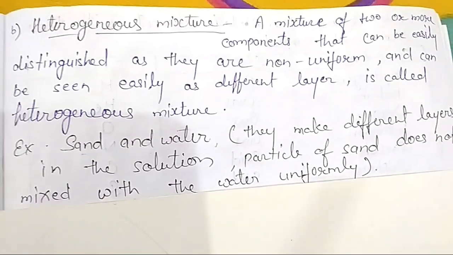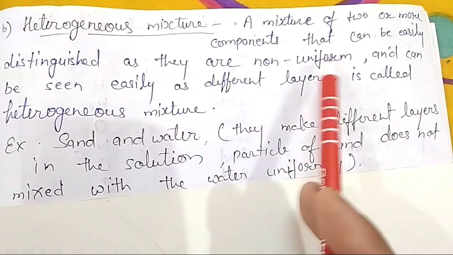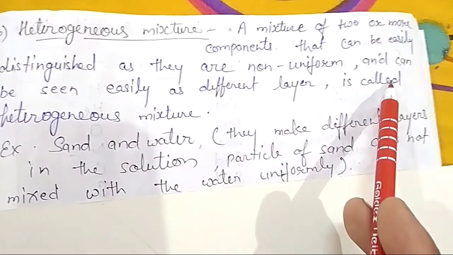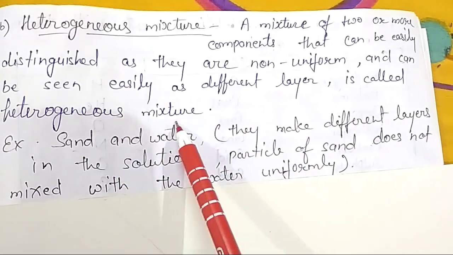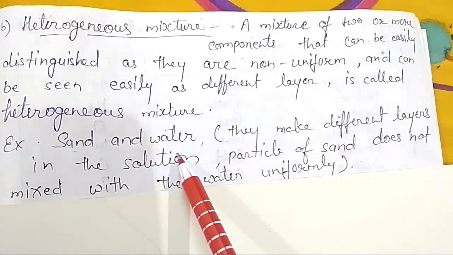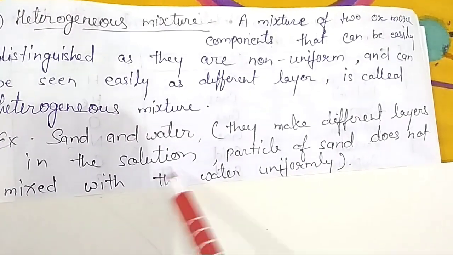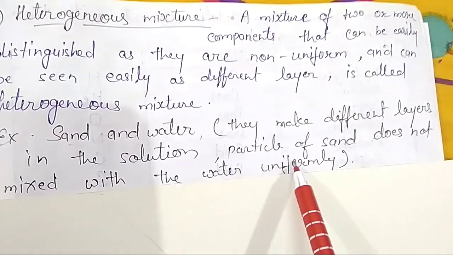The second type is the heterogeneous mixture, a mixture of 2 or more components that can be easily distinguished as they are non-uniform and can be seen easily as different layers. An example is sand and water. In this, they make different layers in the solution. Particles of sand do not mix with the water uniformly.